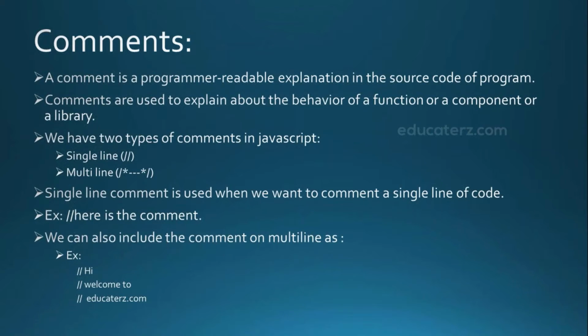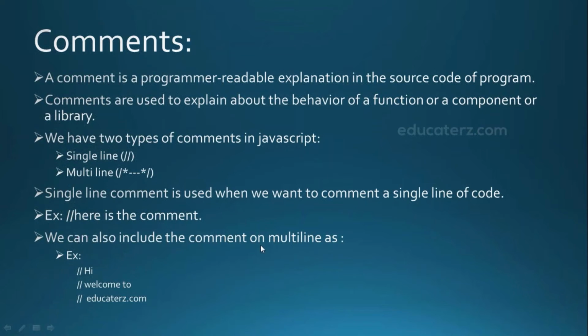Let's say you have a single line of code or a single line of documentation of that function. You can comment that single line of code using this single line comment. For the single line of code, you need to mention the comment before the line of code. Here we have mentioned the two forward slashes before the text.